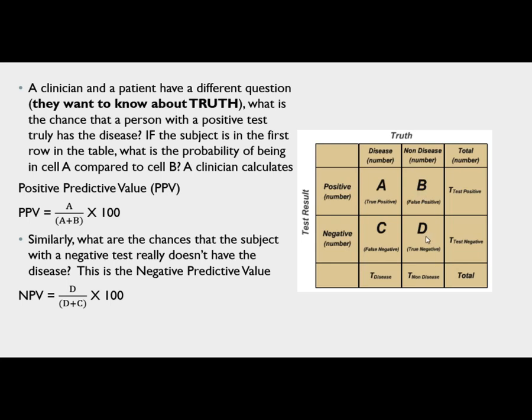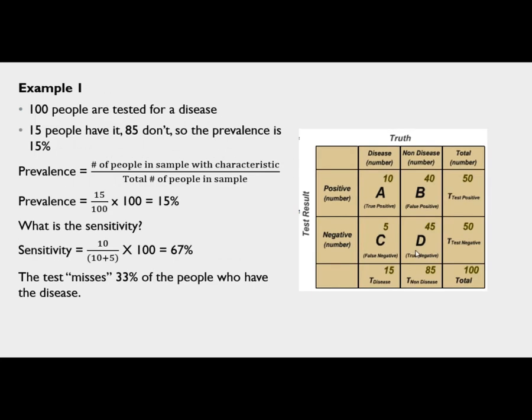So similarly, what are the chances that the subject with the negative test really doesn't have the disease? This is in this corner, the negative predictive value. So the negative predictive value is D over D plus C. We're looking at the row, times 100. So let's look at an example. 100 people are tested for a disease. 15 people have it, 85 don't, so the prevalence is 15%. So 15 plus 85 is 100, so over the total we get 15%.